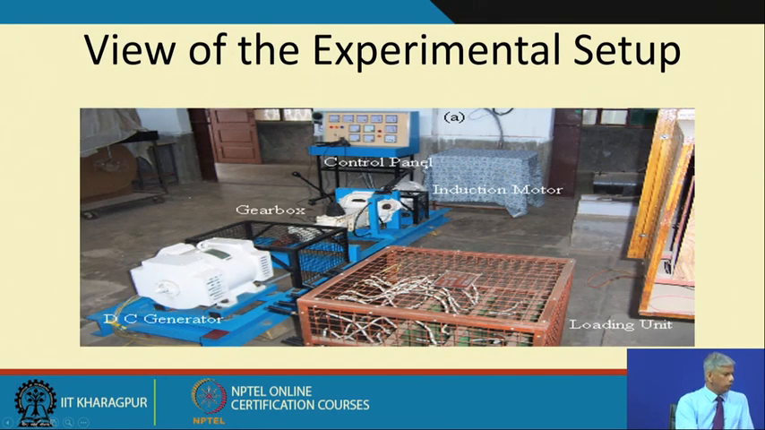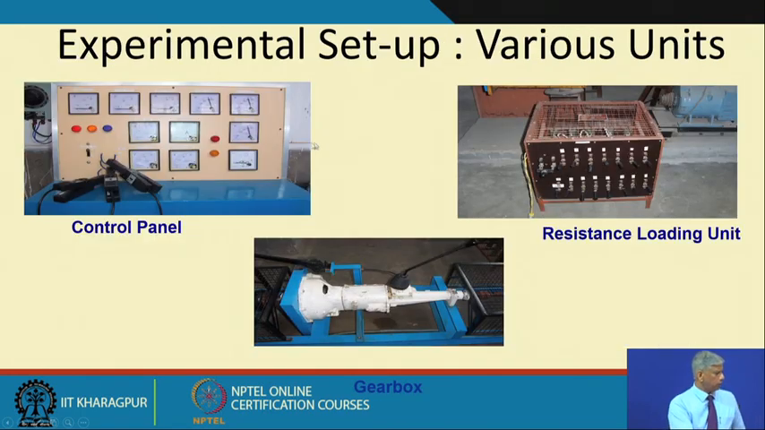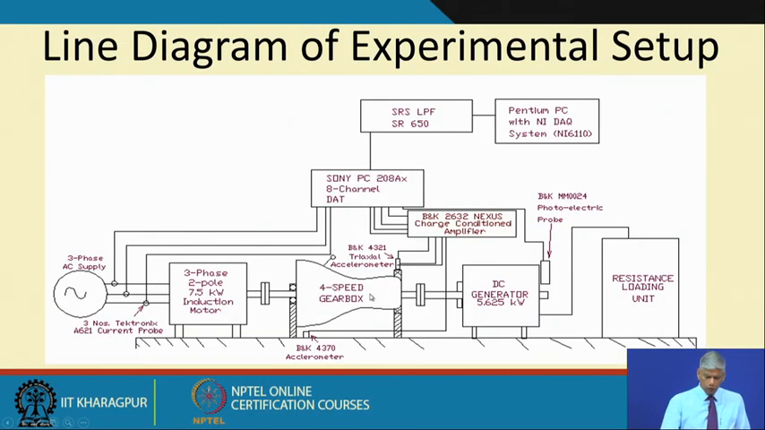This is the view of the experimental setup which we have in the laboratory: motor, gearbox, generator and the loading unit, and you can see the Hall effect sensors here, which are measuring the currents in the 3 phases. Then this is the resistance unit, and then we have the automobile gearbox here, where I can induce defective gears and then see the current drawn by the electric motor.